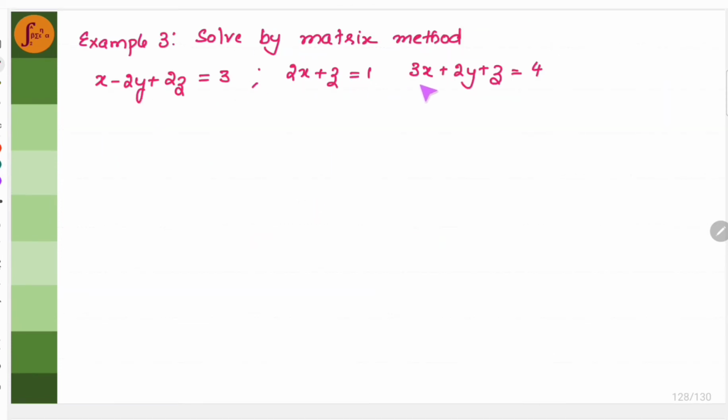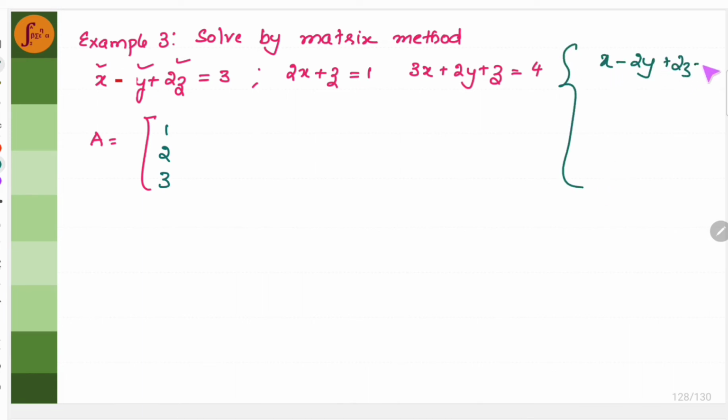Let's take a 3 by 3 matrix and, using the matrix method, solve for the values of X, Y and Z. So let's quickly come up with the matrix. Matrix A is equal to 1, 2 and 3. I will write it in vertical form, otherwise it will get confusing. X minus y plus 2z is equal to 3. 2x plus z is equal to 1. 3x plus 2y plus z is equal to 4. Notice that in the second equation, y is not there.